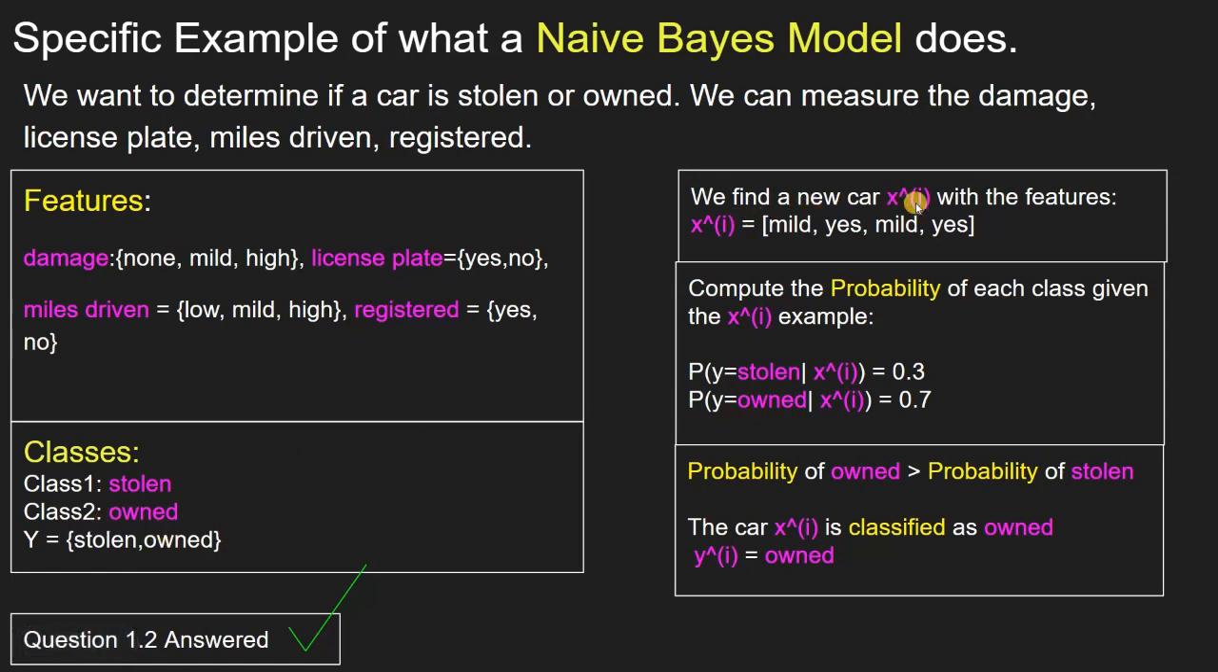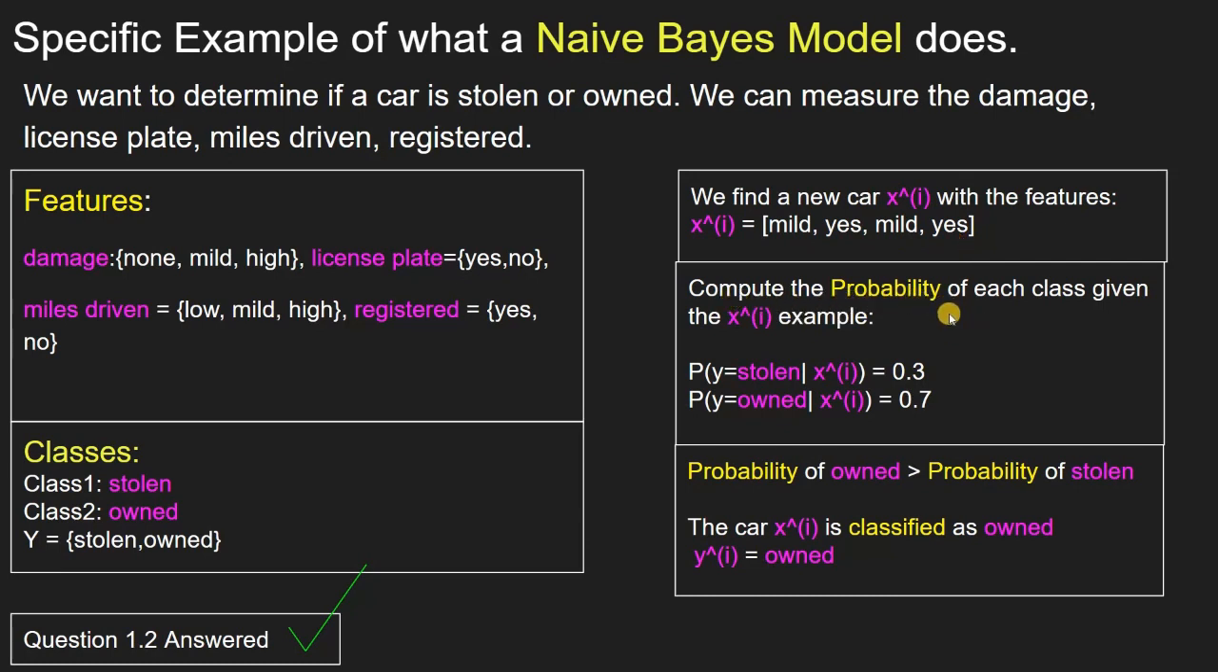So let's say we find a new car, X of I. X of I is here to represent our new car, and it has these features, right? It has a mild amount of damage, it has a license plate, it has a mild number of miles driven, and it is registered with the state. So that's a new car, and these are the features that we measured for the car X of I.